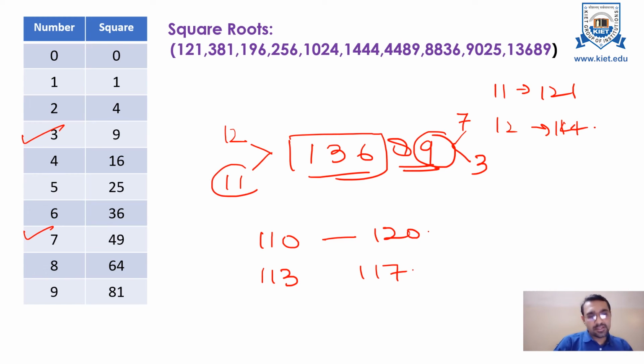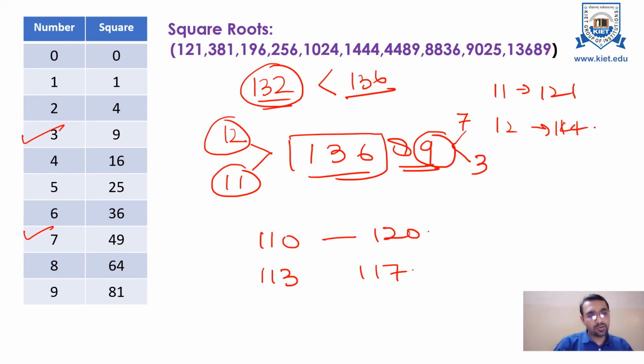Next multiply these two numbers, 11 and 12. That will give you 132. This 132 is smaller than 136, or you can say this number is greater than the product of those numbers. So you will select the greater number. So your answer must be 117. I hope you have understood how you can find the square root.